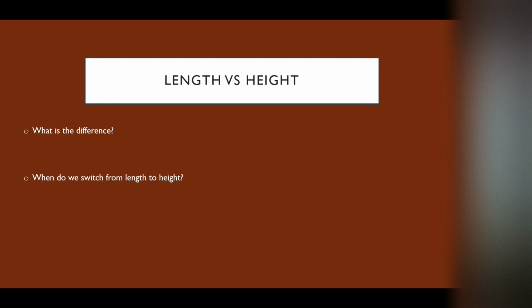In the anthropometry paper, you're going to have one table for length and one table for height. What is the difference? Definition. Okay, I will help you. When do we switch from length to height?